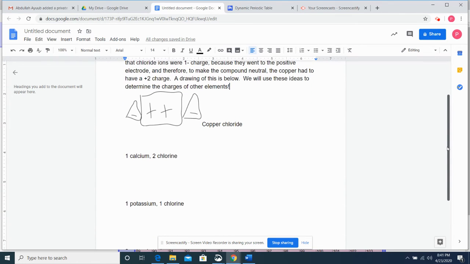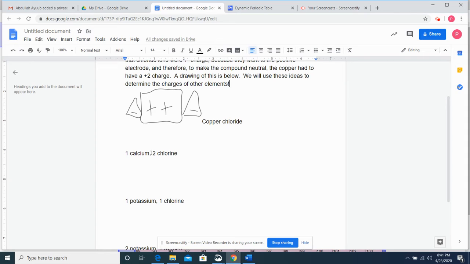Your job today is going to be to write the formula for these compounds, write a particle diagram like I did right here, and then tell me the charge on each element. All right, and so I'm going to do the first couple for you. 1 calcium and 2 chlorine is the next compound.